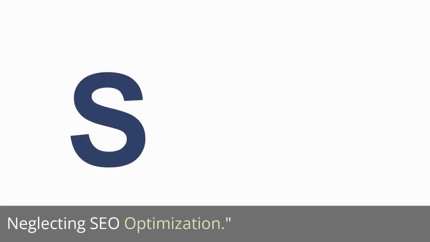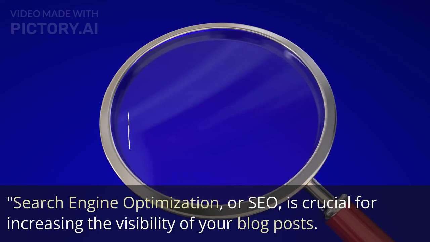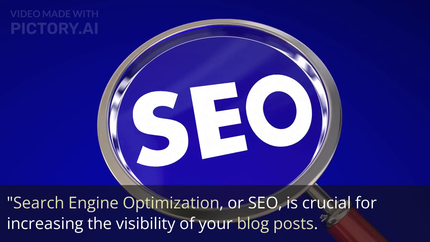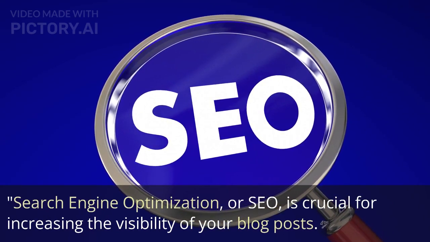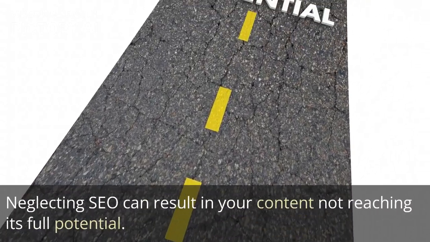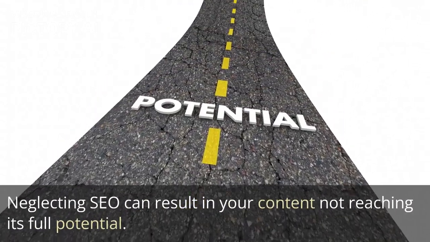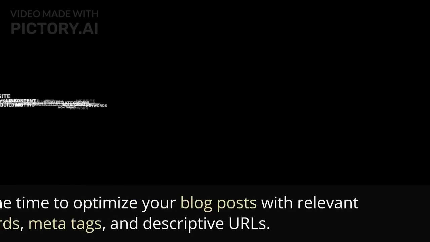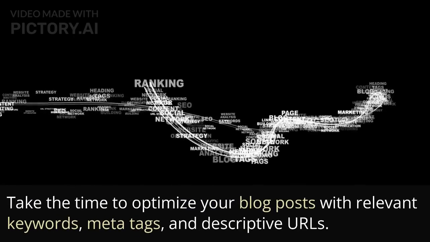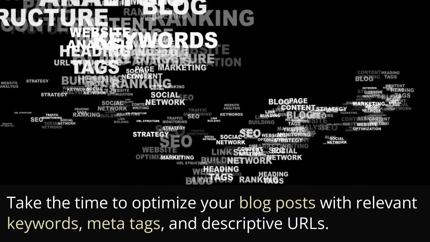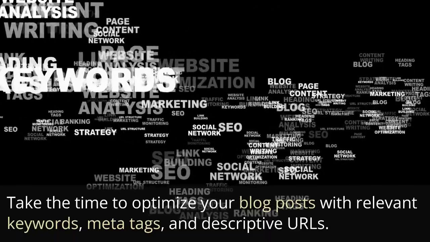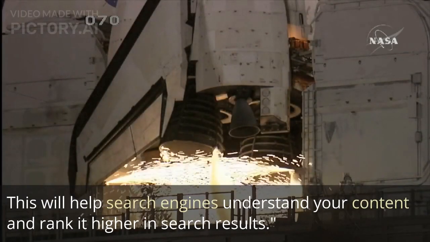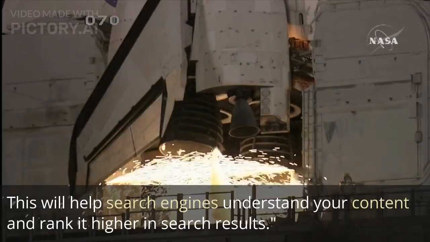Neglecting SEO optimization. Search engine optimization, or SEO, is crucial for increasing the visibility of your blog posts. Neglecting SEO can result in your content not reaching its full potential. Take the time to optimize your blog posts with relevant keywords, meta tags, and descriptive URLs. This will help search engines understand your content and rank it higher in search results.